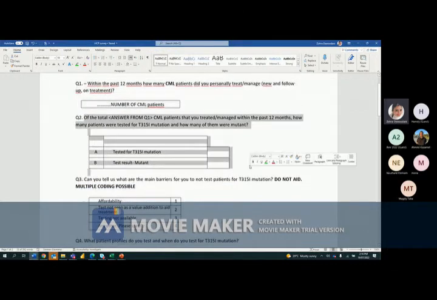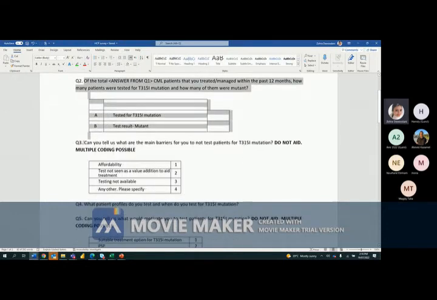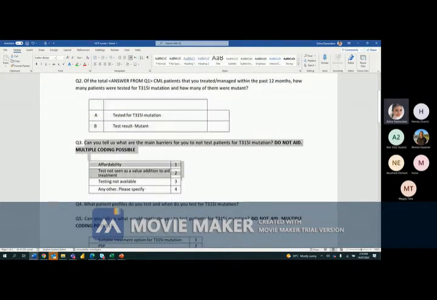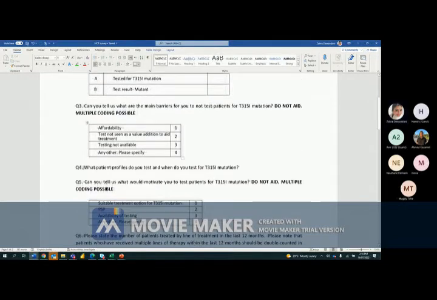How many were tested for the mutation and how many were mutant? And what are the main barriers for you to not test the patient for this mutation? Is it because of affordability, or is it because the test is not seen as a value addition to aid treatment? The testing is not available or any other. Most of the times the doctors are saying there's only one treatment for this mutation, so it's not very motivating to test the patient. Then what patient profiles do you test and when do you test?